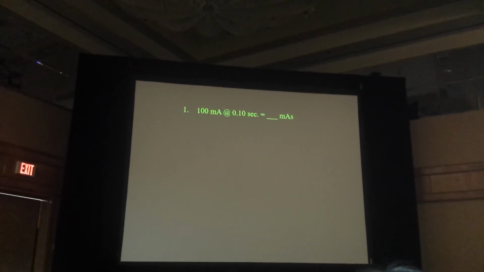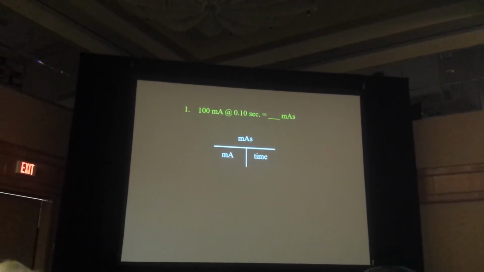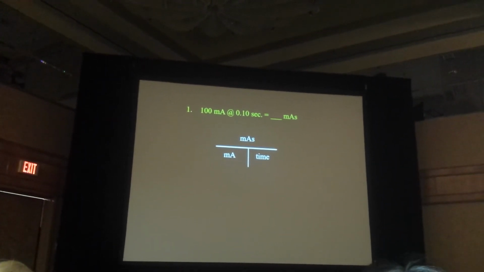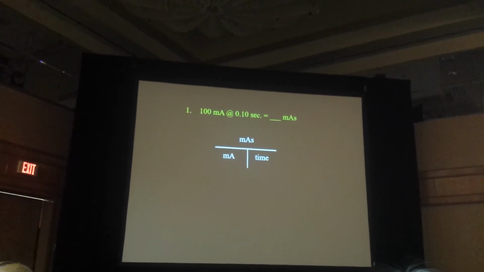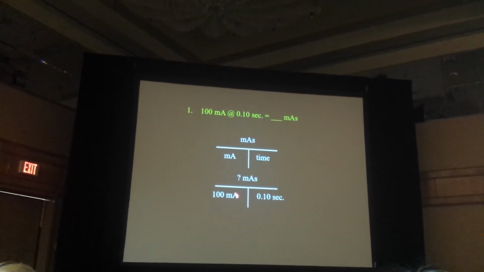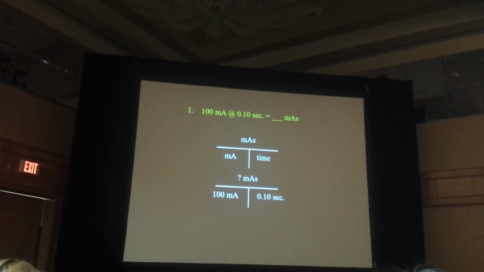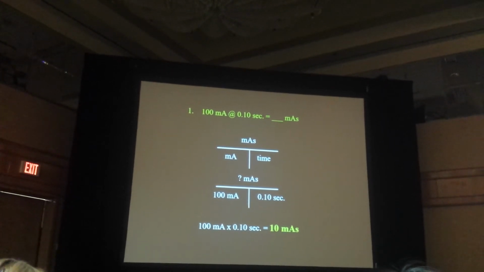Okay, so straightforward. You're given an mA and a time, multiply them together, you got your mass, right? This is how we're going to use this T format. There's mass equals mA times time. You plug in your numbers, there's your mA, there's your time, multiply them together, and you've got your 10 mass. So it's easy to work with that way. Here's another one.